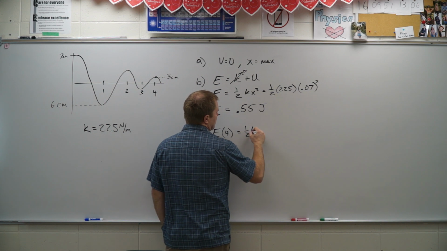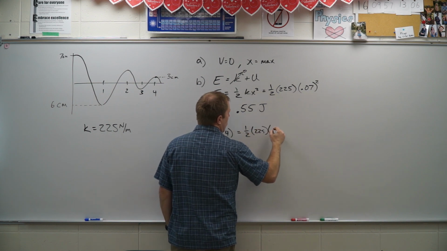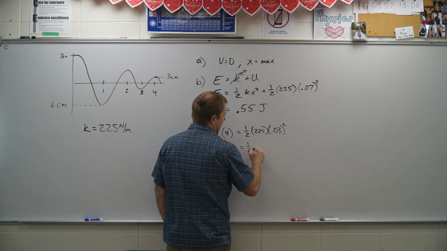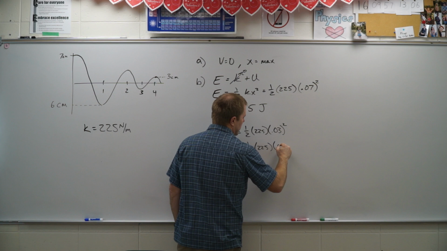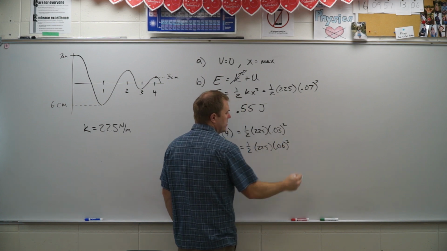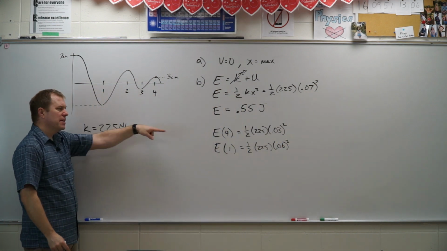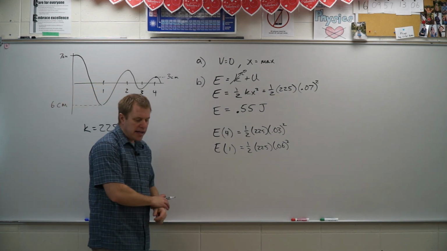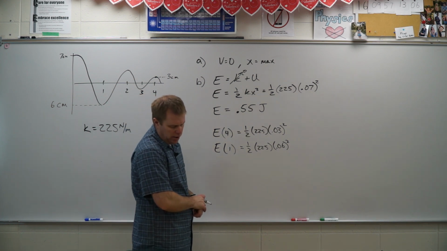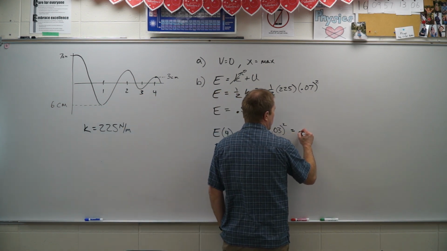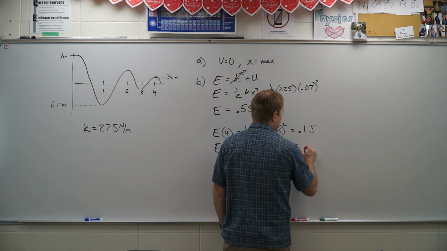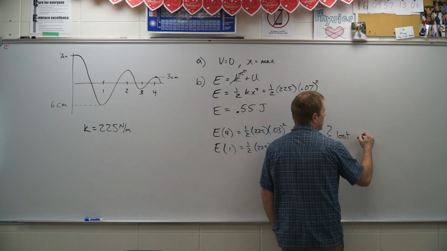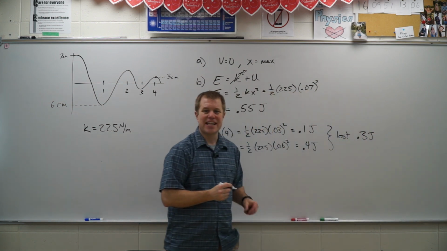So the energy evaluated at the final time, at 4 seconds, is 1/2 times 225 times 0.03 squared. The energy evaluated at 1 second was 1/2 times 225 times 0.06 squared. I don't have to worry about the fact that it's negative because it is squaring it. It really just cares how far I am displaced from equilibrium. I get about 0.1 joules and about 0.4 joules, meaning that we lost about 0.3 joules of energy in this process.